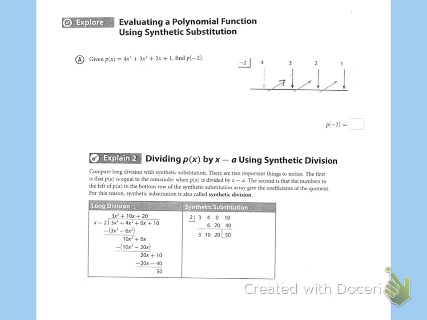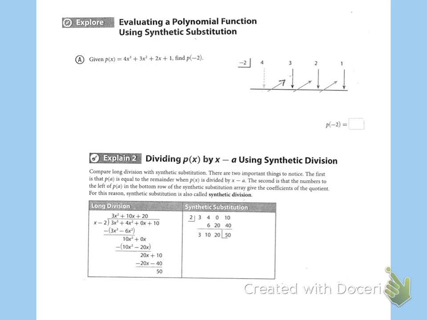Now, I said that we were going to use this synthetic substitution to evaluate a polynomial function for a given input value. We've evaluated polynomial functions for a given input value before, but we did it in the more traditional, natural way rather than the synthetic way. We would take the value that we wanted to know the output for, simply substitute it in for the unknown, and then do all the operations and find out the value.